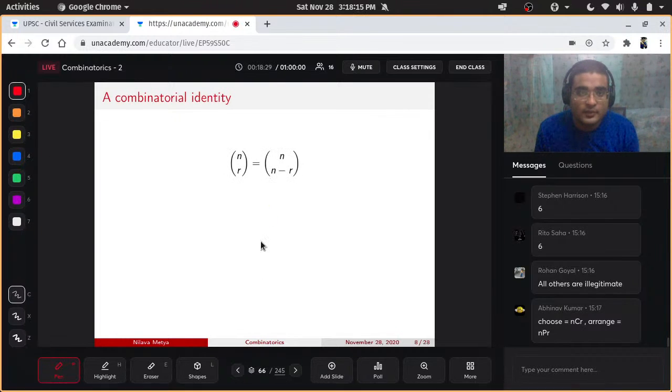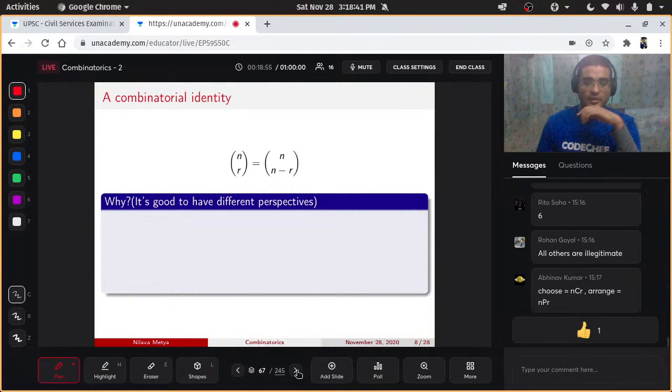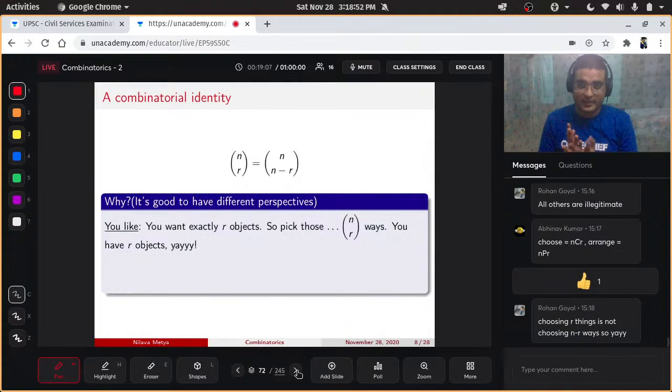Okay. So I'm asking you, this is true that if you choose r objects from n objects, that is the same as choosing n minus r objects from n objects. So how do I do the proof? Let's see. The proof is that we have to look at the same thing from various perspectives, right? If you want r objects, cool, you pick the r objects in n choose r ways. You have r objects, you are done, good. But it does not hurt.